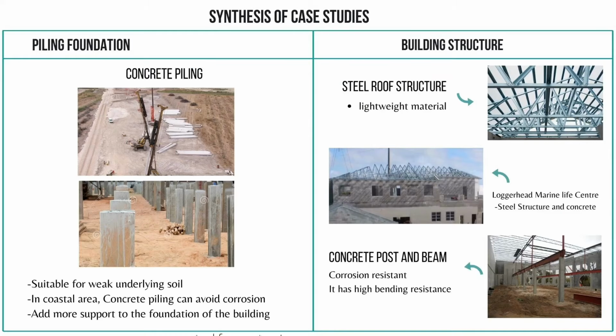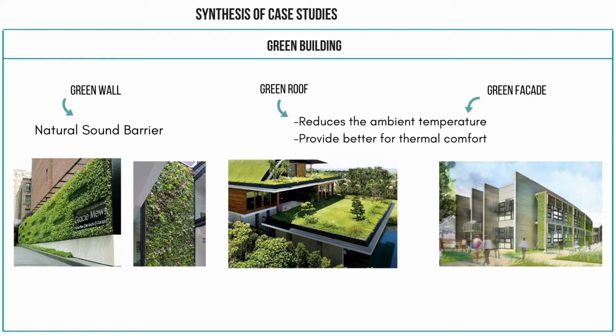For my first case study, the synthesis is piling foundation. I would like to use concrete piling because it is suitable for weak underlying soil. And in coastal area, concrete piling can avoid corrosion. And for the building structure, I will use concrete post and beam. And for the roof, I would like to use steel framing structure. Both of these materials are wind resistant and suitable to build in coastal area. Next, the study of the green building. I would like to apply green roof or green wall into my design because it helps to reduce the ambient temperature and provide better thermal comfort.